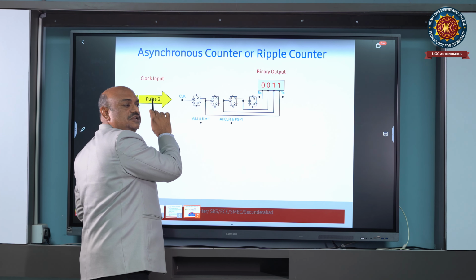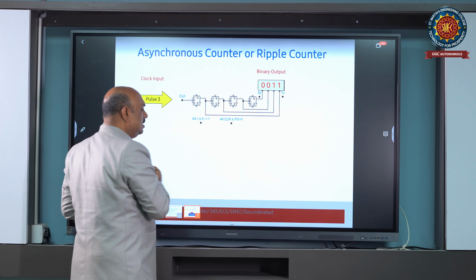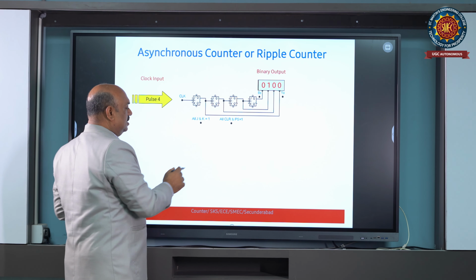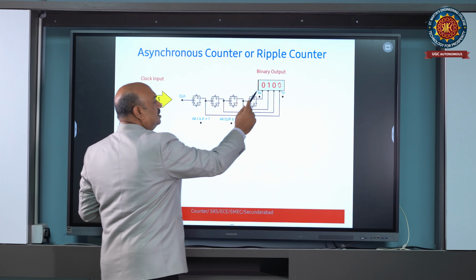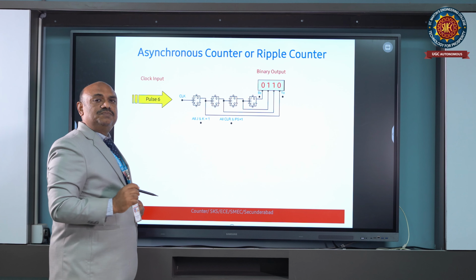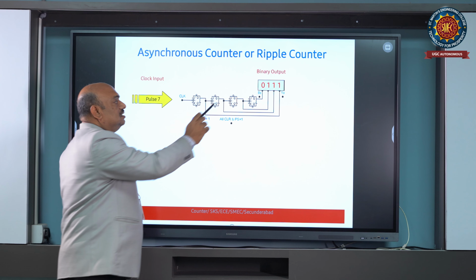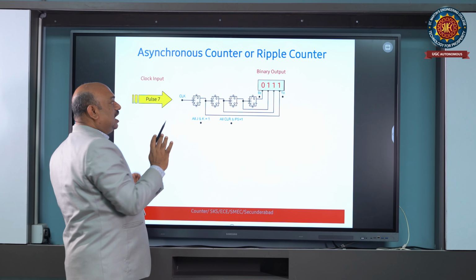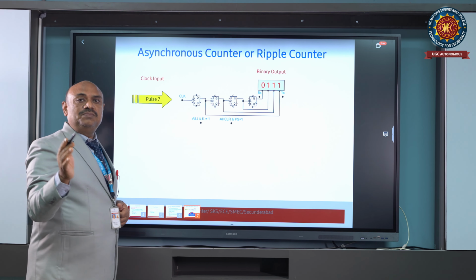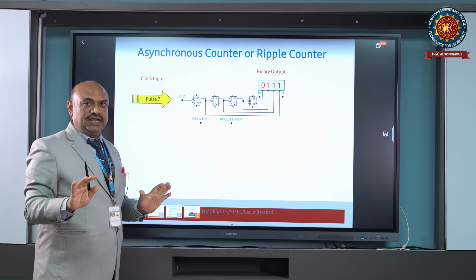See this relationship between pulse and output. When we give the third pulse, it displays 3. When we give the fourth pulse, it displays 4 in binary. When you give the fifth pulse, it displays 101. When you give the sixth pulse, it displays 110. At the seventh pulse, it is 111. Up to this point, all 3 flip-flops have toggled. The last one has not toggled yet.